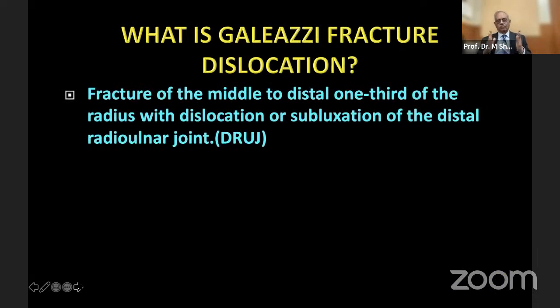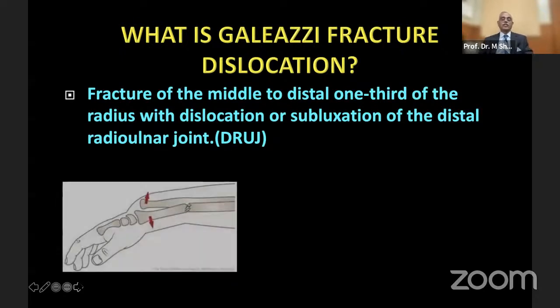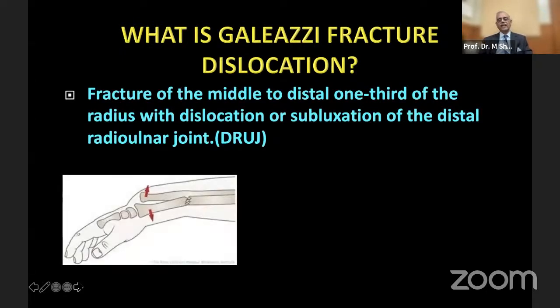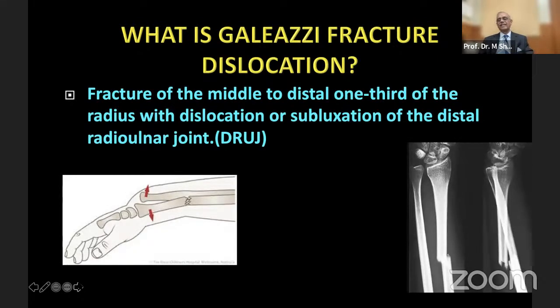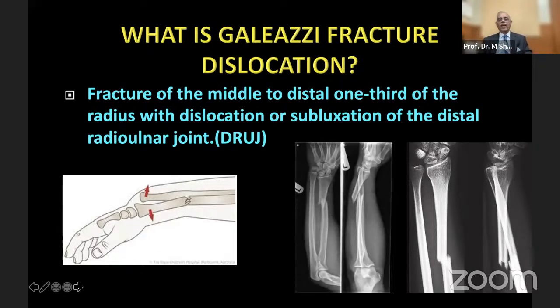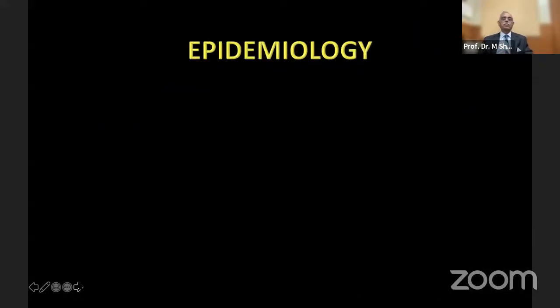It is defined as a fracture of the distal third of the radius and dislocation or subluxation of the distal radioulnar joint, and not the middle third as such. And that is the classical site of a Galeazzi fracture. It depends on the height of the patient and the level of the fracture. And that is a classical Galeazzi fracture dislocation.